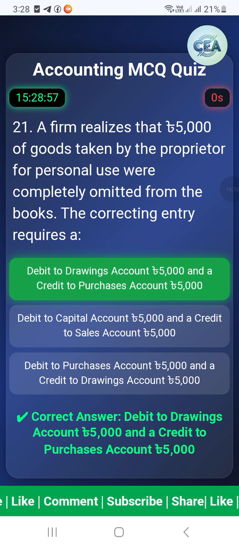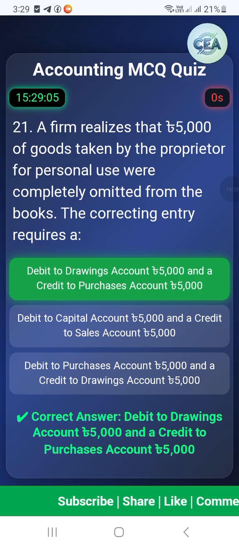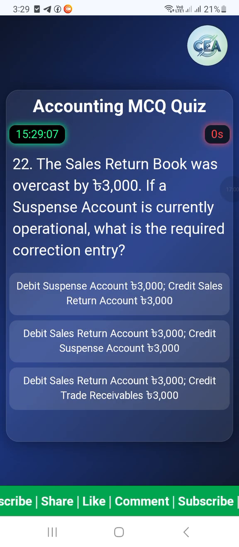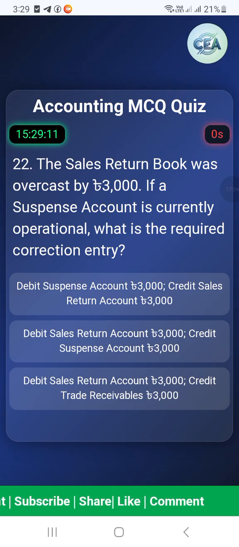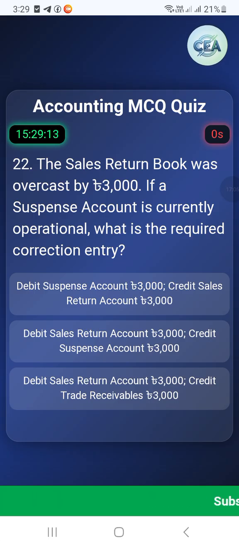Correct answer is debit to drawings account 5,000 takas and a credit to purchases account 5,000 takas. 22. The sales return book was overcast by 3,000 takas. If a suspense account is currently operational, what is the required correction entry?